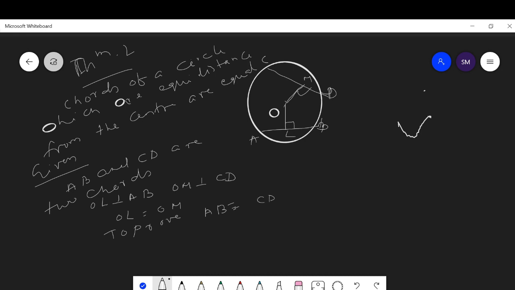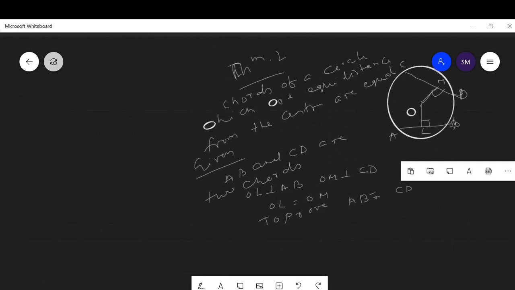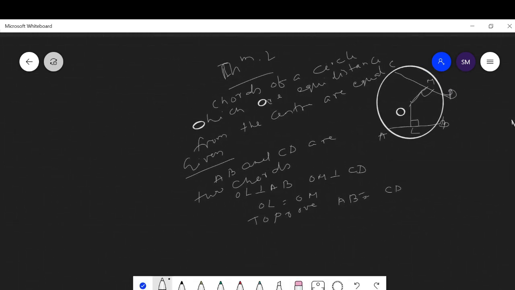Then let us prove. Let us join OD and OB. Then consider the triangle OMD and triangle OBL.